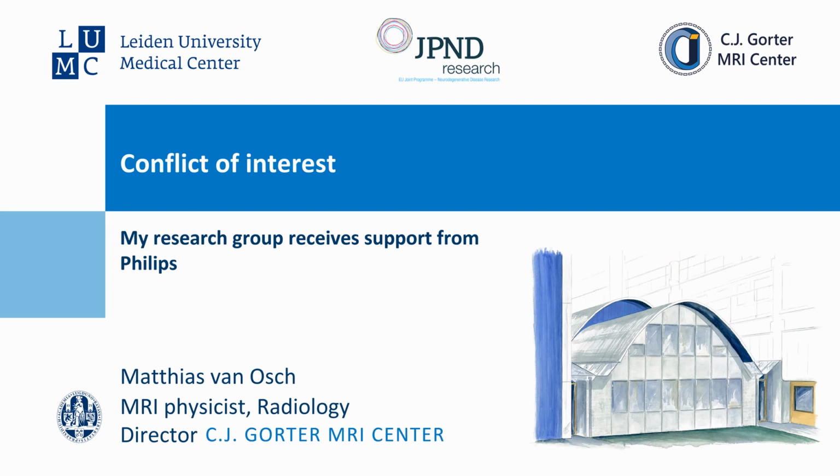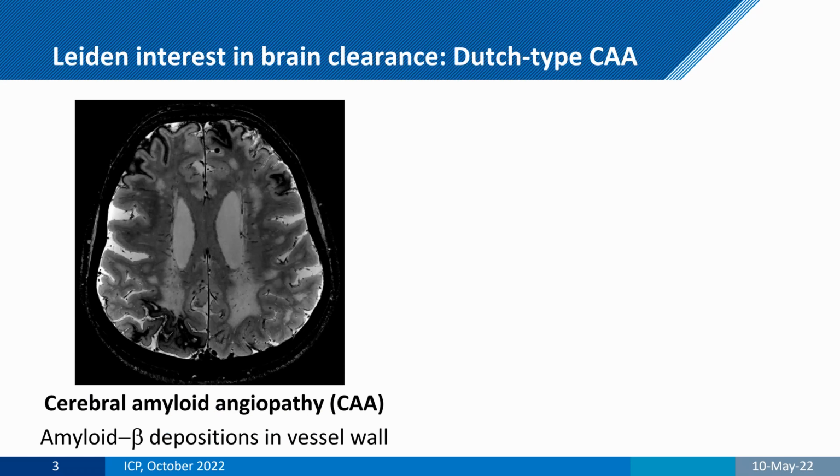But maybe first, why am I, as an MR physicist in Leiden, interested in human brain clearance imaging? That actually mainly comes from a specific patient population that we're studying in Leiden, which is the Dutch type CAA population. CAA stands for cerebral amyloid angiopathy, in which amyloid gets stuck in the vessel wall and leads to these kinds of bleedings. I hope you can see my mouse over here.